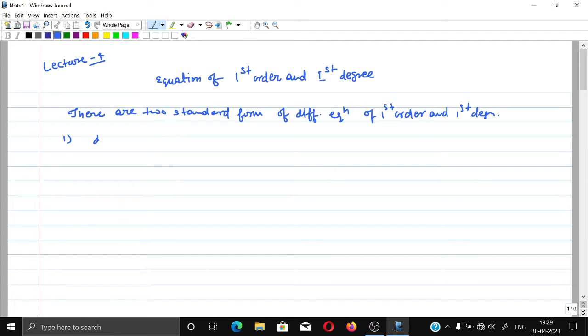So what are their types? dy by dx equal to f(x, y). If you get a function in dy by dx, I basically mean a differential equation in the form of f(x, y). So this is the first type. This is also known as first order first degree. And another type is you may get f(x, y) dx plus N(x, y) dy. This is another type of differential equation of first order and first degree.